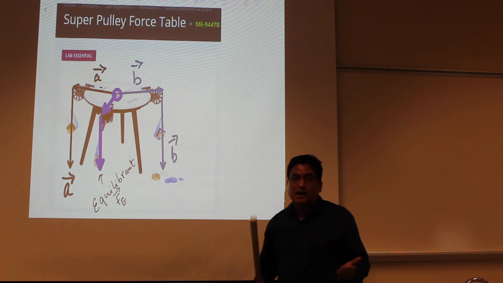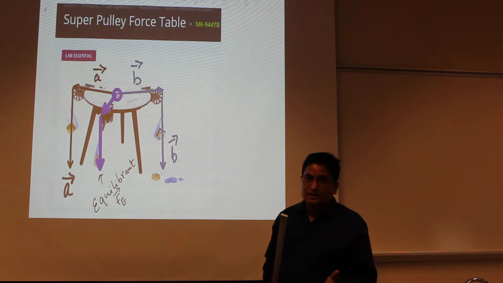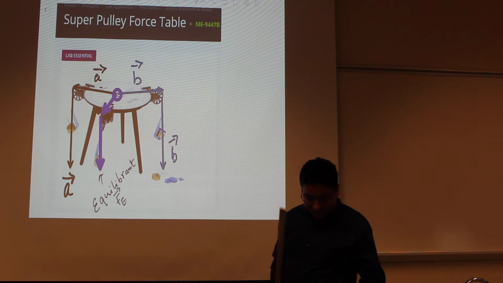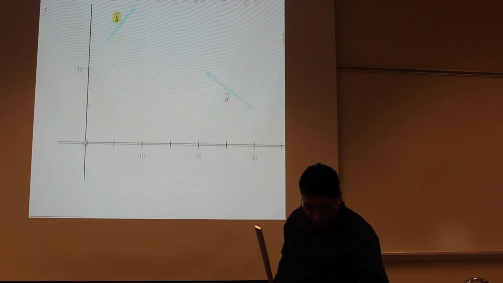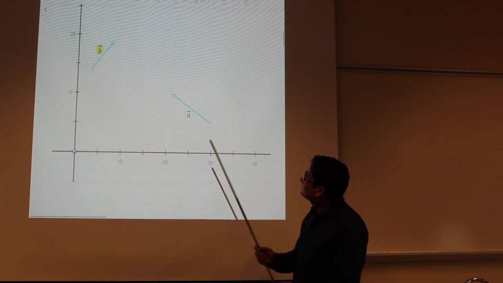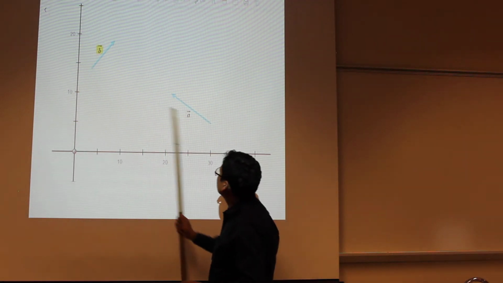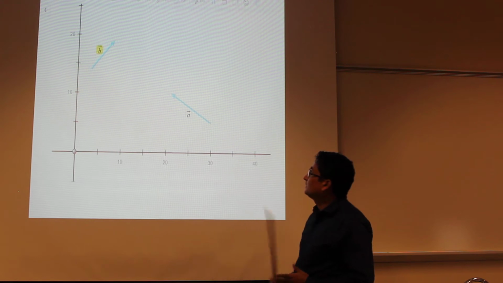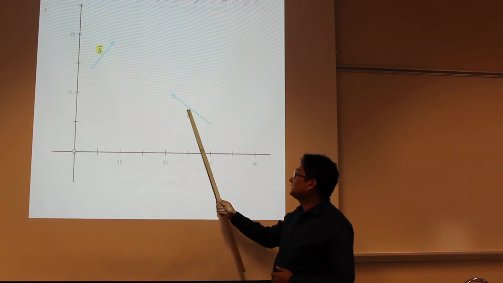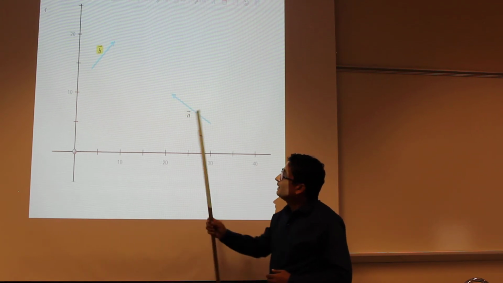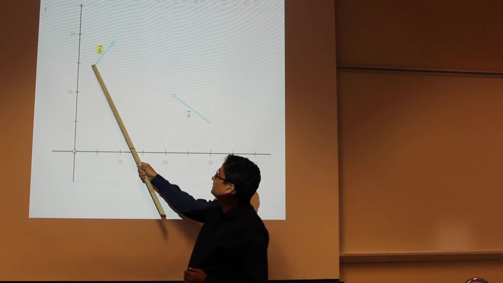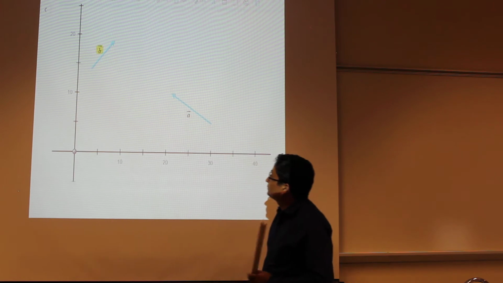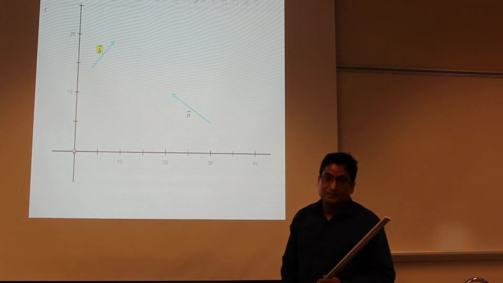So I'm going to show you how you can add two vectors theoretically in two different methods, so that you can check it experimentally. There are two vectors here, vector A and vector B. The magnitude of vector A is represented by this length, and the magnitude of vector B is represented by this length, and the angle represents the direction. So these are the two vectors that you have to add.